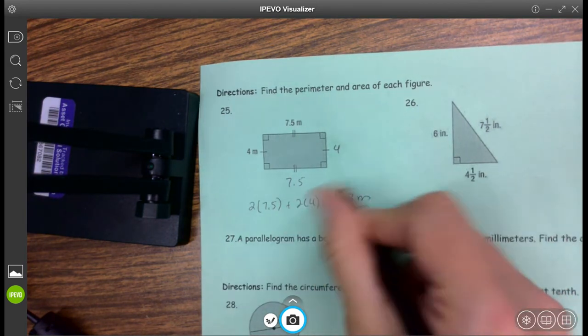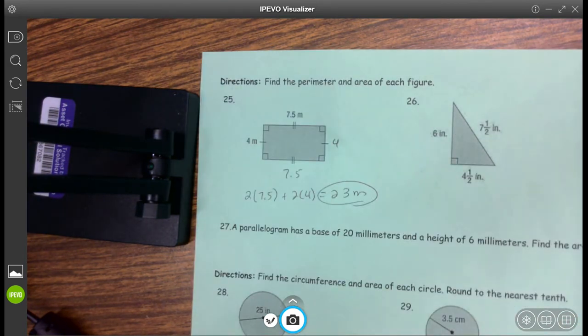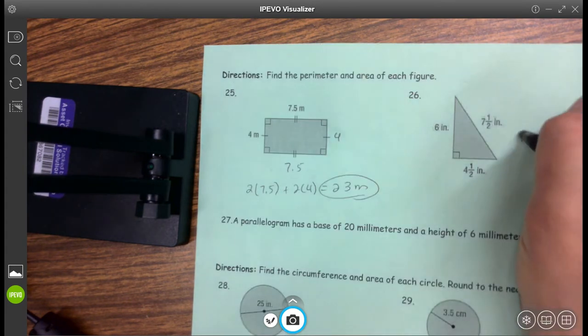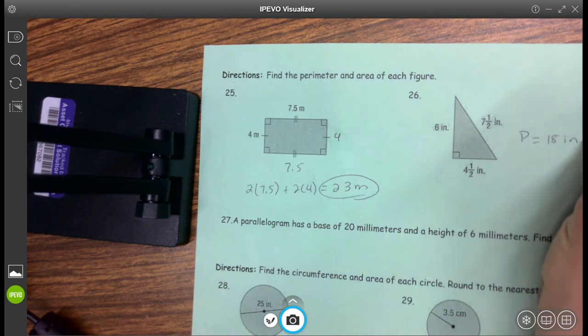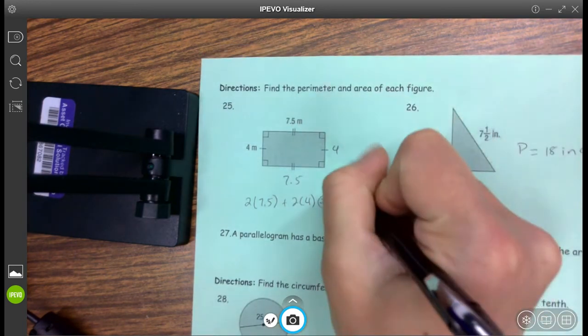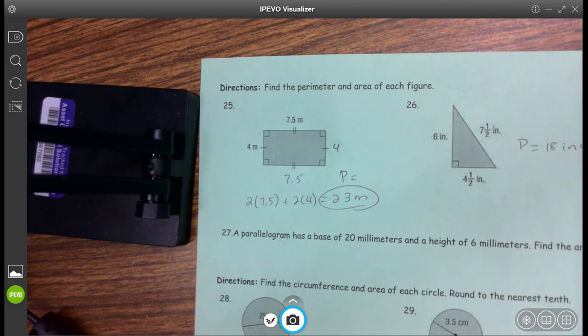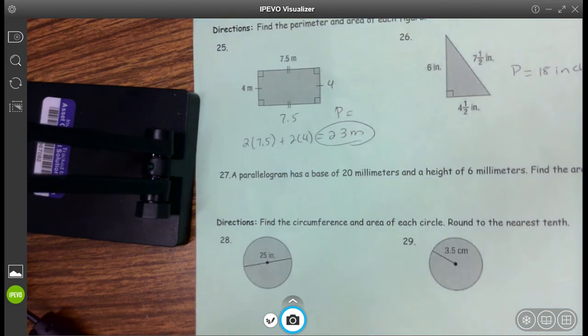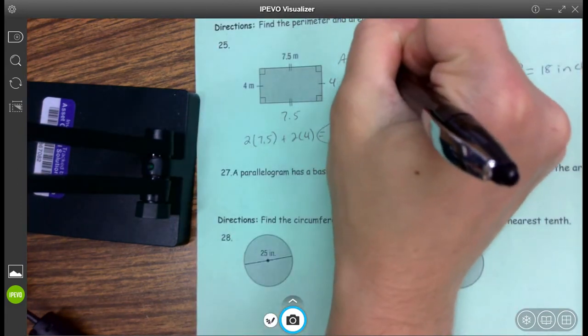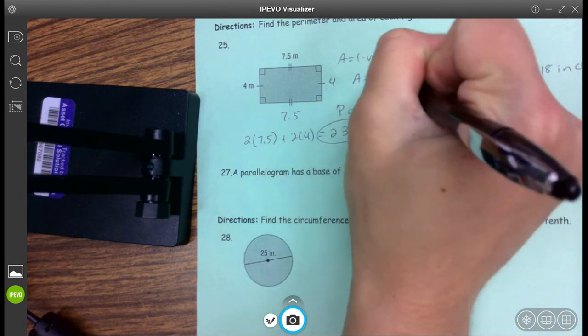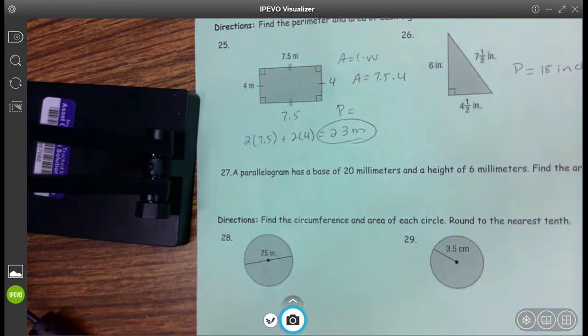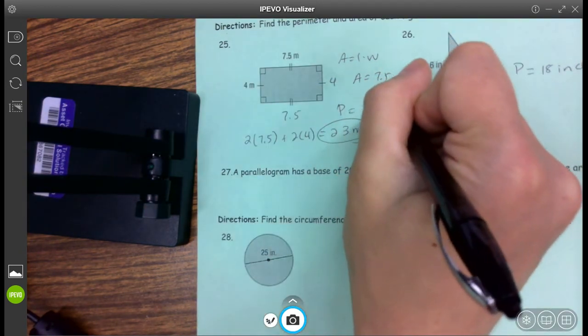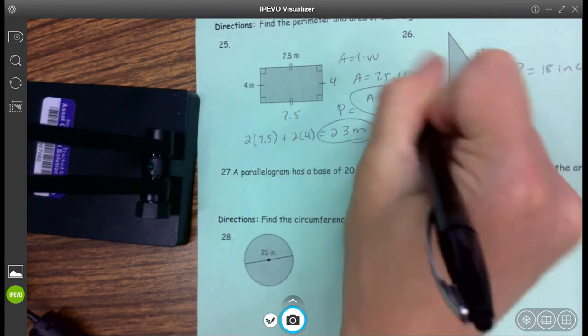Meters. And then over here, it's 6 plus 4.5 plus 7.5. So the perimeter is 18 inches. So we found our perimeters. Area is just length times width. So the area is 7.5 times 4. Well, 7.5 times 4 is 30. So the area here is 30 meters squared.